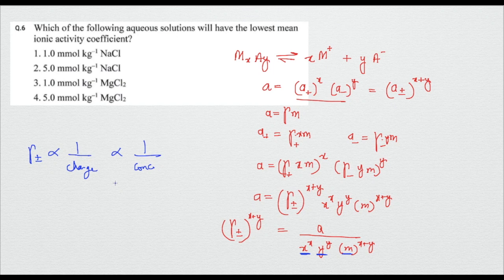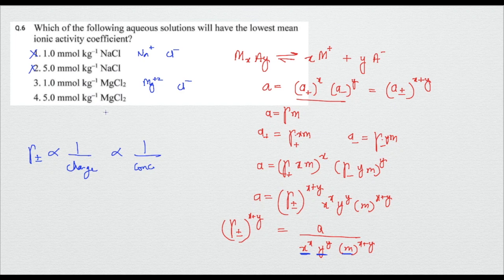Okay, so based upon that, if I write NaCl, Na plus and Cl minus, the charges are 1 and 1, whereas for MgCl2 it will be Mg 2 plus and Cl minus, so the charges are 2 and 1, so the charge is more over here, right? Obviously MgCl2 will have more charge, so a smaller mean ionic activity coefficient. So these will have higher values, and among these, one will have a lower value. So you can just eliminate these two options.